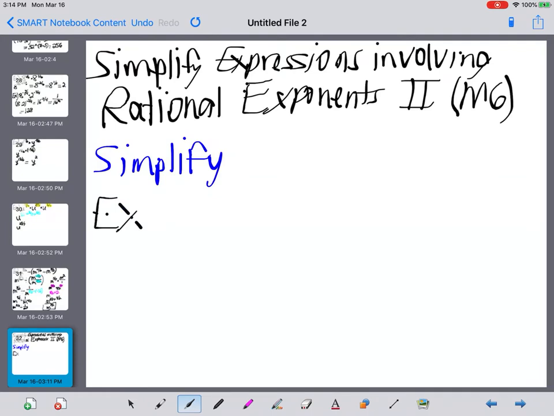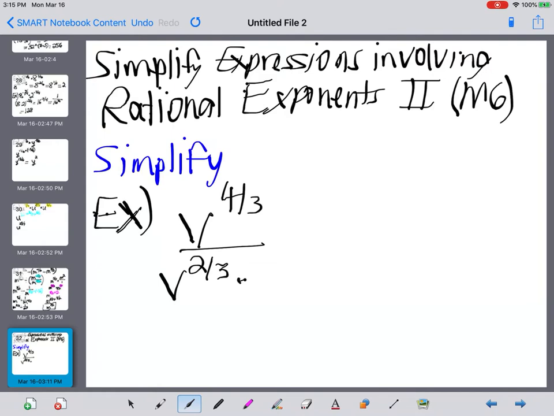So, in this example, we have v to the 4/3 over v to the 2/3 times v to the 4/3.